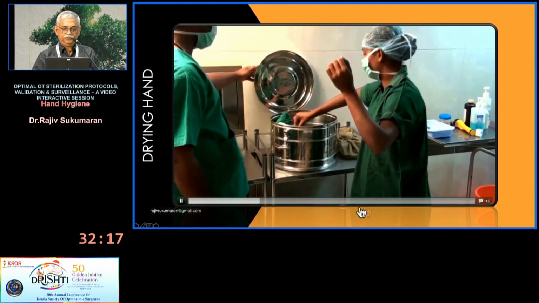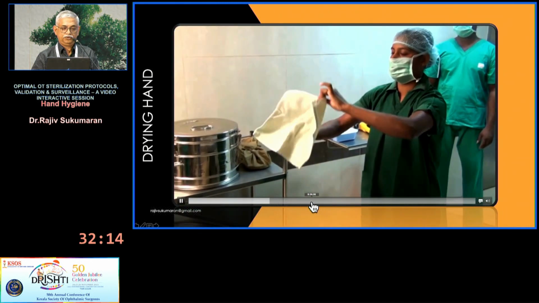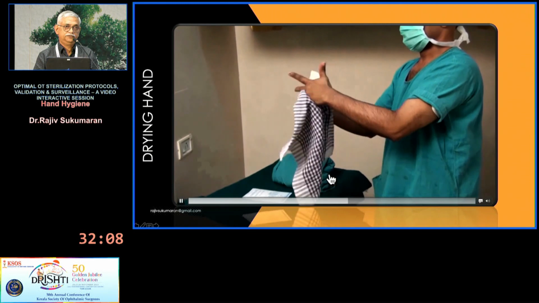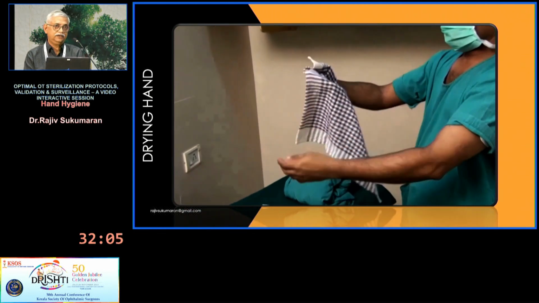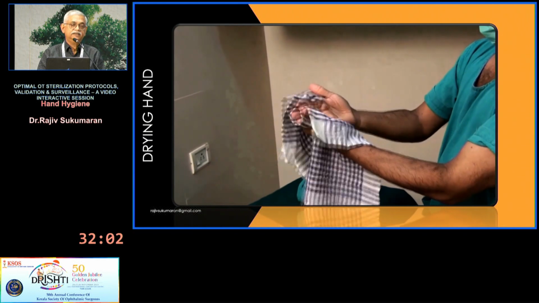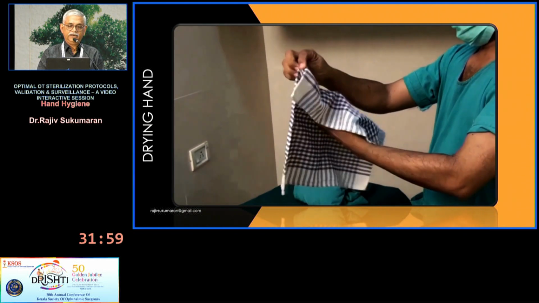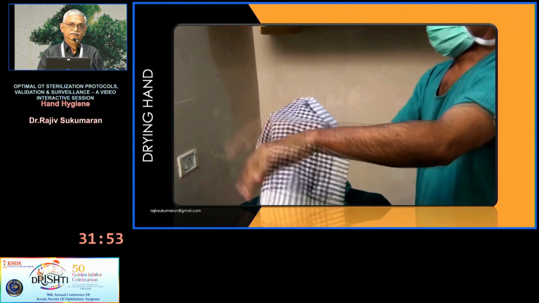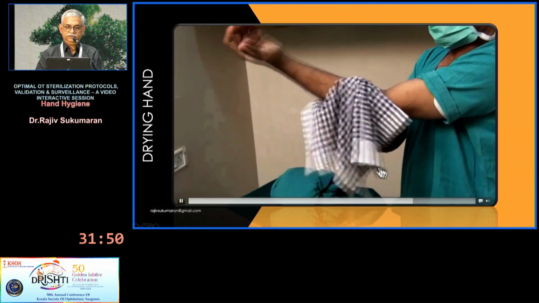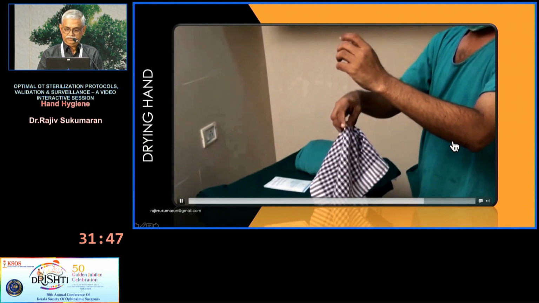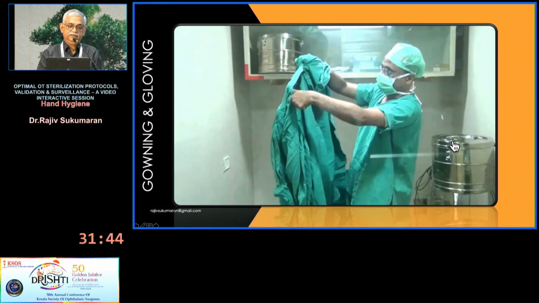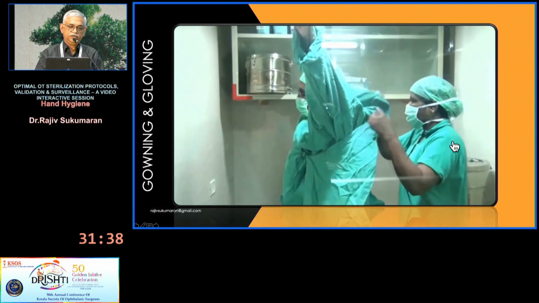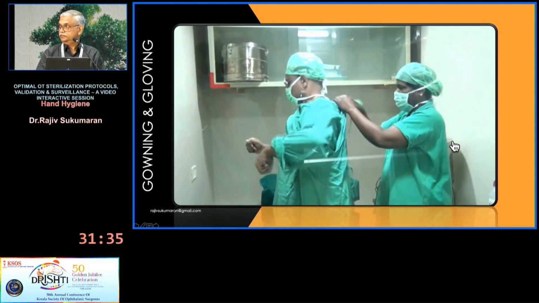So the proper way of doing it is using the 4-quadrant technique. I'll show you. This is the 4-quadrant technique. One quadrant is used for one hand. The second quadrant is used for the second hand. The third quadrant for one arm. And the fourth quadrant, the other arm. This is the proper way of wiping. Then gloving.